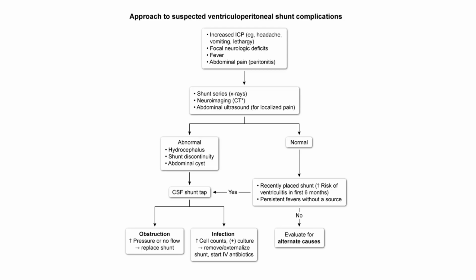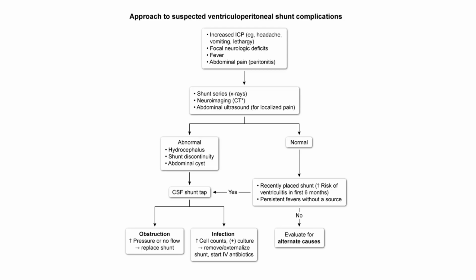If the shunt series, abdominal ultrasound, or neuroimaging is abnormal, then three things you should look for: shunt discontinuity, abdominal cyst, and hydrocephalus. Then what should you do? CSF shunt tap. If there is obstruction, replace the shunt.